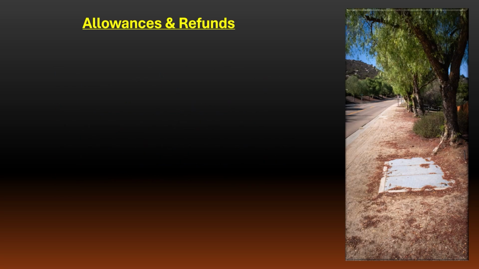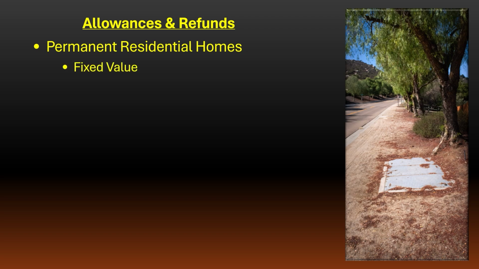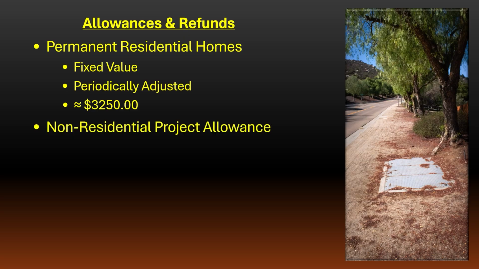For permanent residential home projects, the allowance is a fixed value determined by the utility. The value of the residential allowance is periodically adjusted. Check with your utility representative for the current residential allowance. For the following examples, we'll assume the allowance to be $3,250.